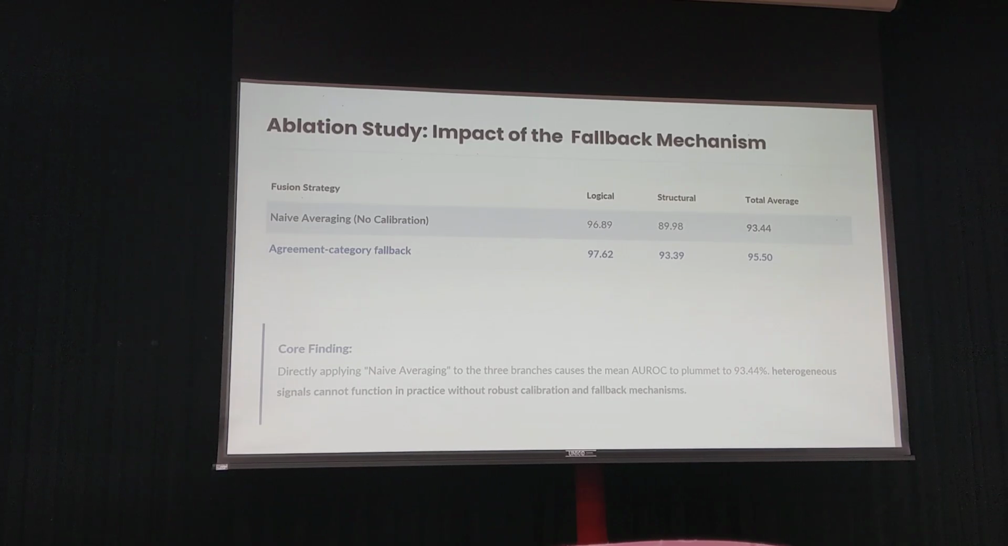So the key message of this slide is that the improvement doesn't come simply from adding graph components. It comes from combining relationships with a more stable and conservative fusion strategy. In other words, heterogeneous signals cannot be directly averaged in practice. They need calibration and a fallback mechanism to become useful.